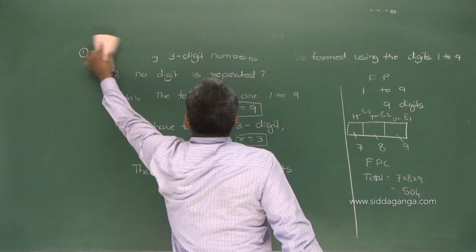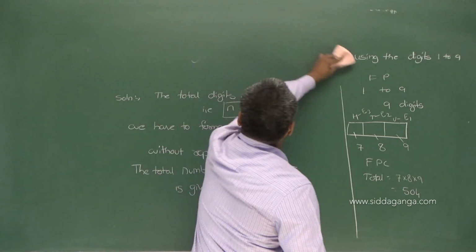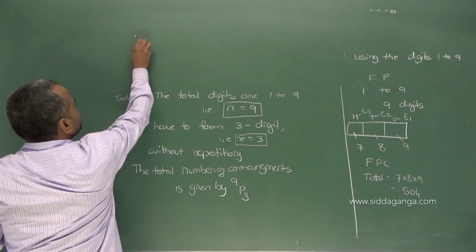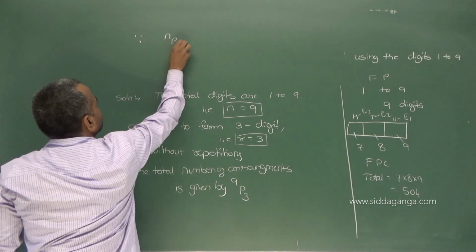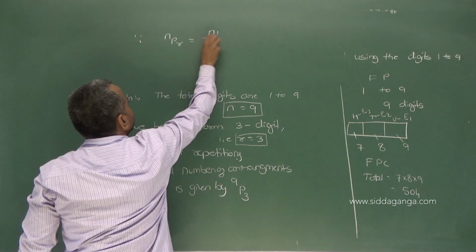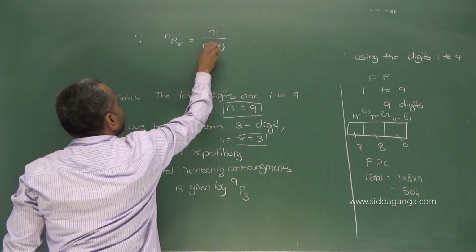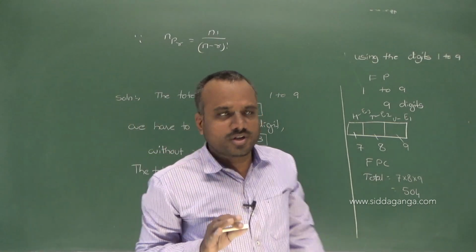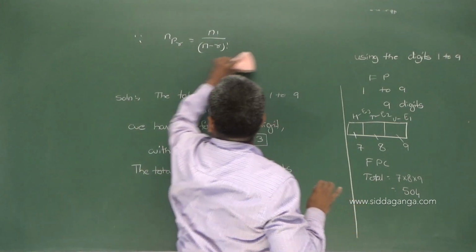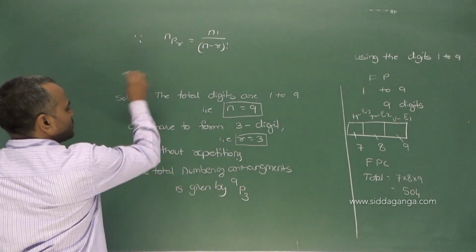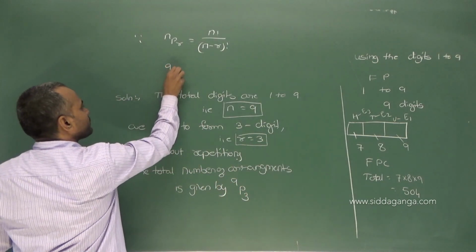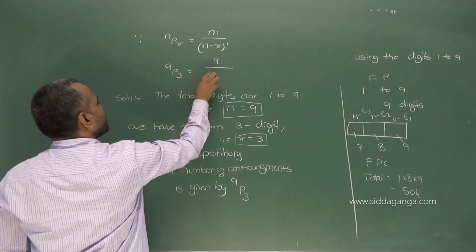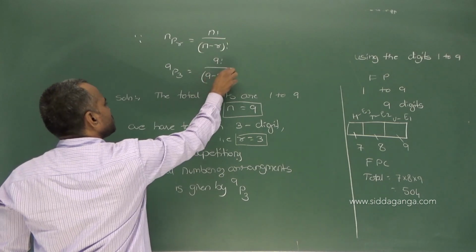Okay, then you know the formula right here. nPr is equal to what? n factorial divided by (n minus r) factorial, correct? So 9P3 is 9 factorial divided by (9 minus 3) factorial.